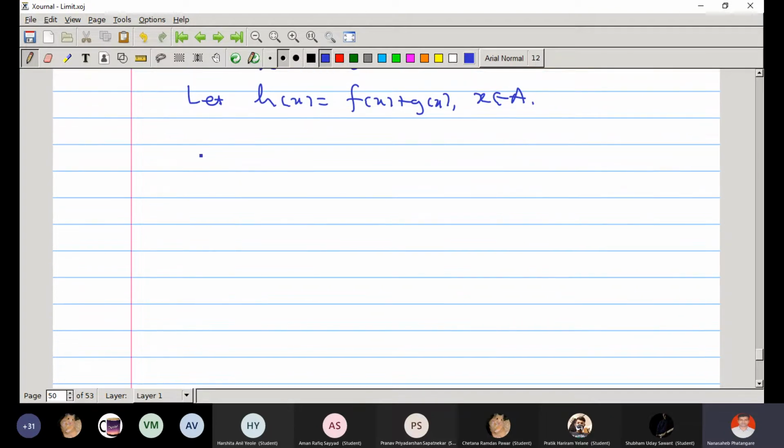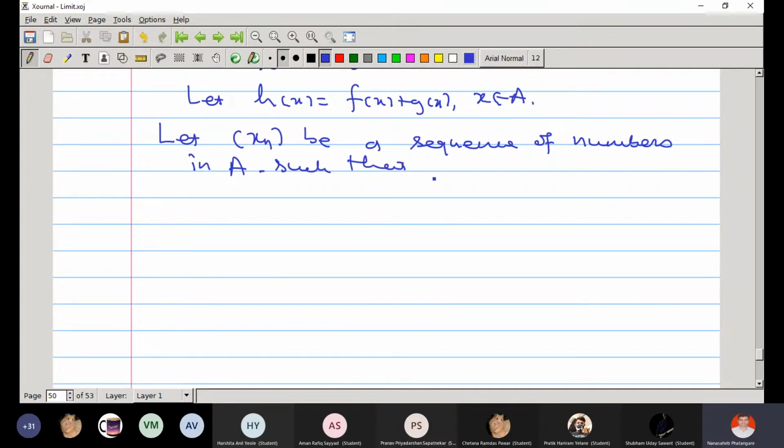So what is the sequential criteria? Let x_n be a sequence of numbers in A, in the domain, such that the limit as n tends to infinity of x_n is c. So I have chosen a sequence in the domain which converges to c, because we already proved that.